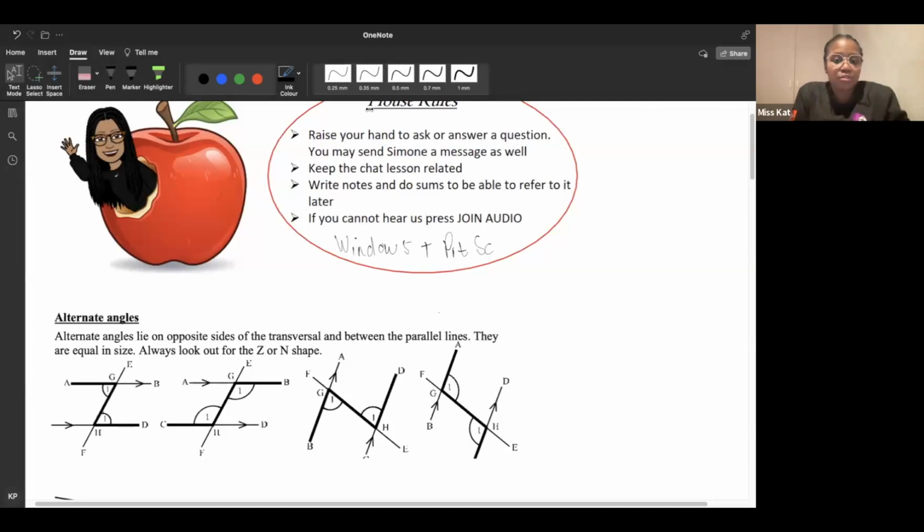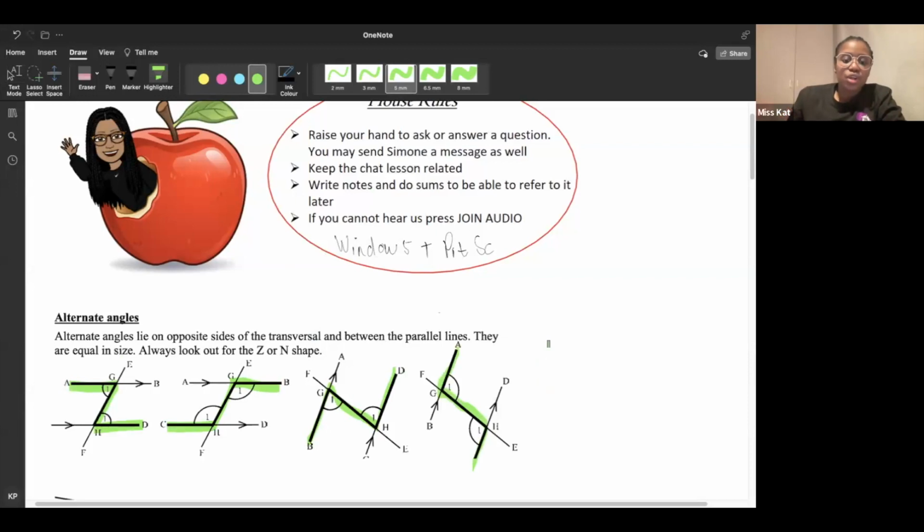Okay, so the first type of angles, which you have already been introduced to, are alternate angles. Okay, not alternative. Alternate. So these are angles that form a Z or an N using the parallel lines. There's our Z over there. So your Z could be upside down, it could be flipped around, it could be rotated, but you will always be able to find it.